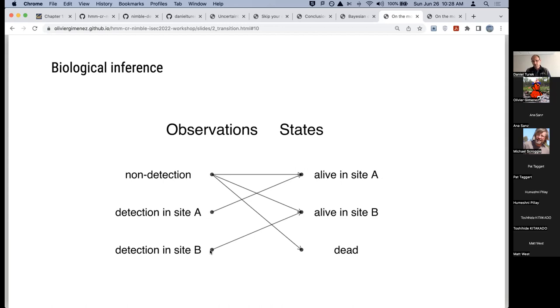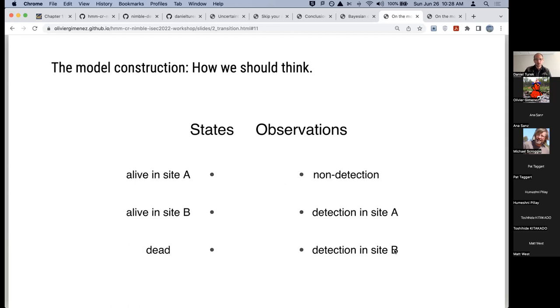So we might think of it this way, but with the HMM framework, we want to think about it in the opposite direction of what's shown right here, where we first think about the states and then think about what observations might occur. Here we just switch those two columns and we have the different states. The question is, which observation can occur from each state? And this is how you want to think about it. Specifically, if a goose is dead, then this is the only thing that's for sure: if it's dead, we won't observe it. No question about that. However, if a goose is in site A, it might be a non-detection if we don't observe it, or a detection in site A. And similarly for site B, it might be a non-detection or detecting it in site B. So what we want to do is think about these transitions in this direction from the latent states to the observations and the probabilities associated with each of those.